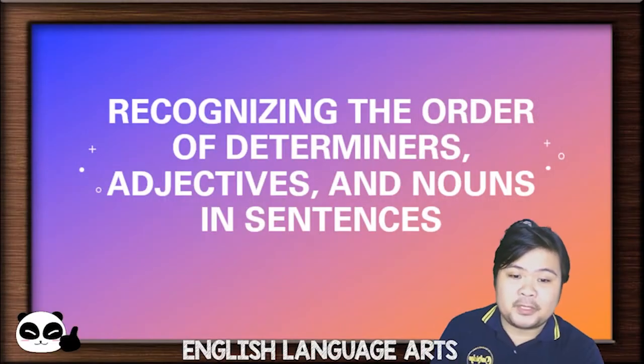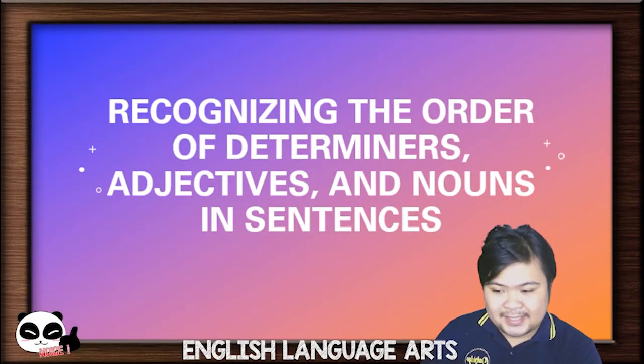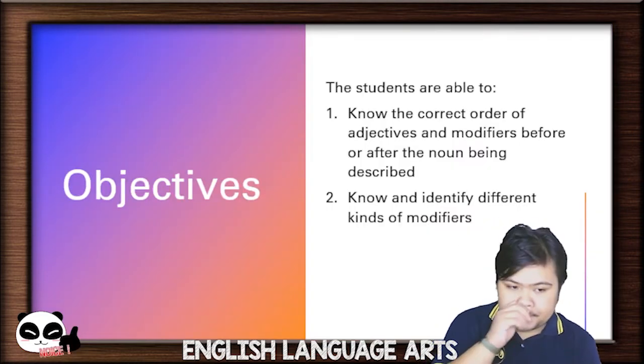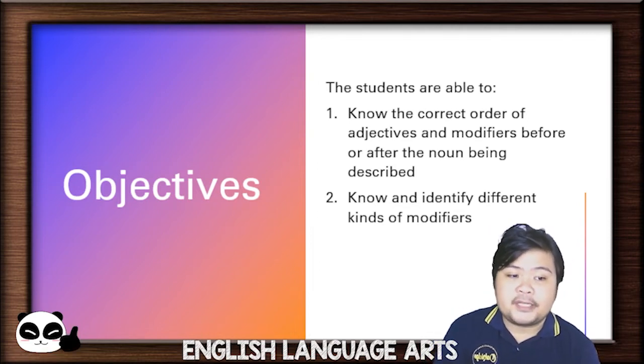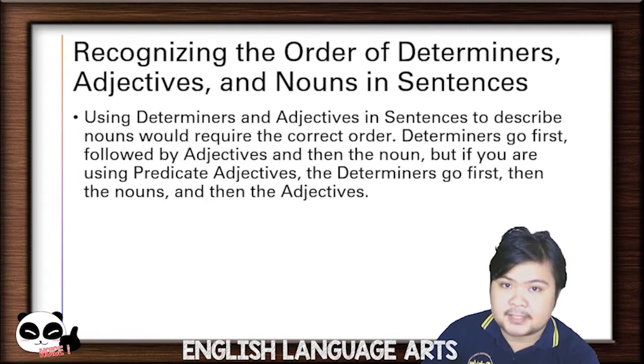Our topic for today would be recognizing the order of determiners, adjectives, and nouns in sentences, right? So let's go to the objectives. The first one would be to know the correct order of adjectives and modifiers before or after the noun being described. And number two, to know and identify the different kinds of modifiers.